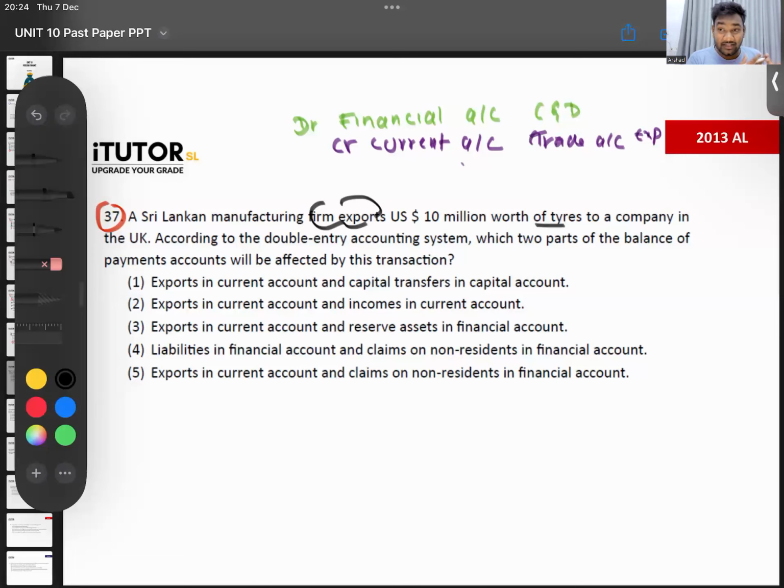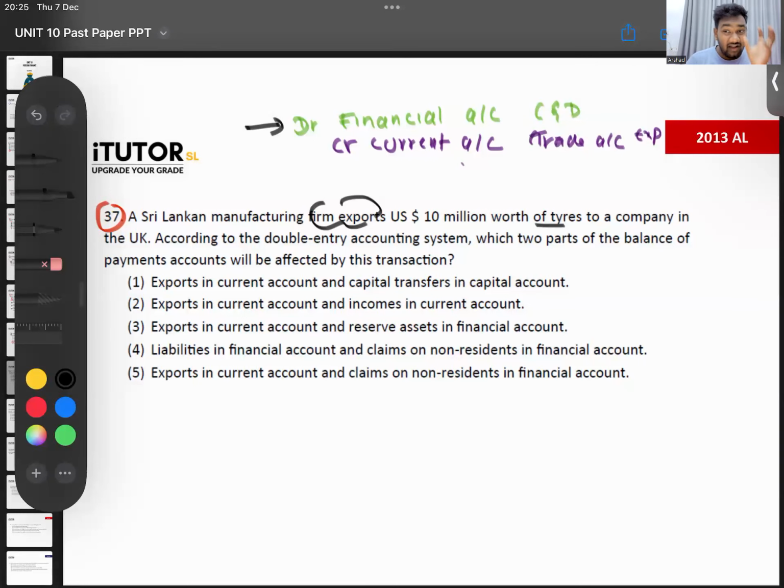Don't mess up the basics. I've taught you all the basics. Please don't get that confused. I don't know how other teachers put this. Whenever Sri Lanka is getting money, the double entry is debit, financial account, currency and deposits. You can say financial account, reserve account, currency and deposits, or financial account, other investment account, that doesn't matter. If we are paying money, credit, financial account, currency and deposits.